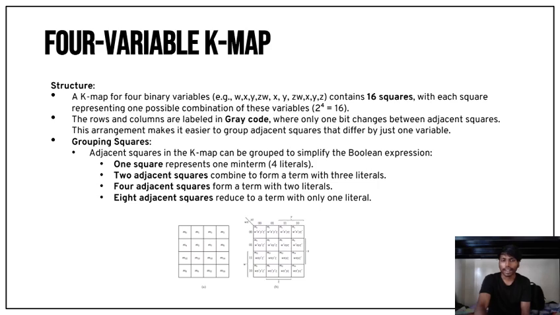Grouping squares. Adjacent squares in the K-map can be grouped to simplify the Boolean expressions. One square represents one minterm. Two adjacent squares combine to form a term with three literals. Four adjacent squares form a term with two literals. Eight adjacent squares reduce to a term with only one literal. As you can see in the given figure, solve the four variable K-map.